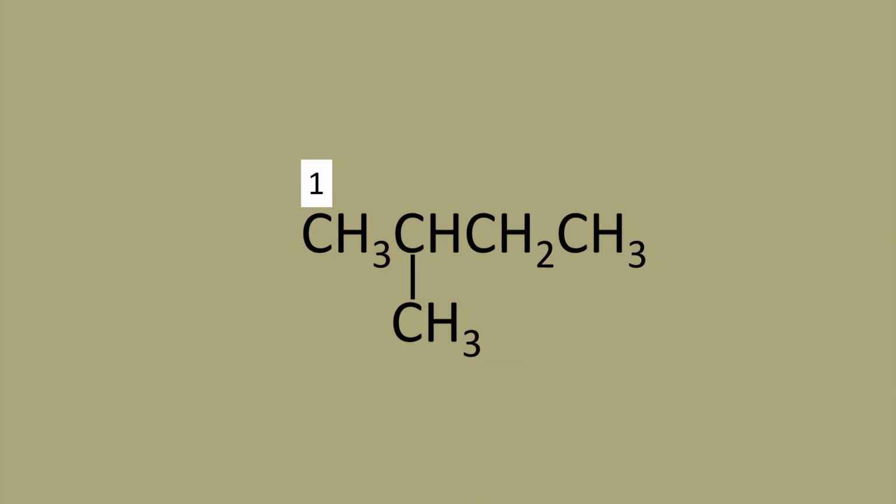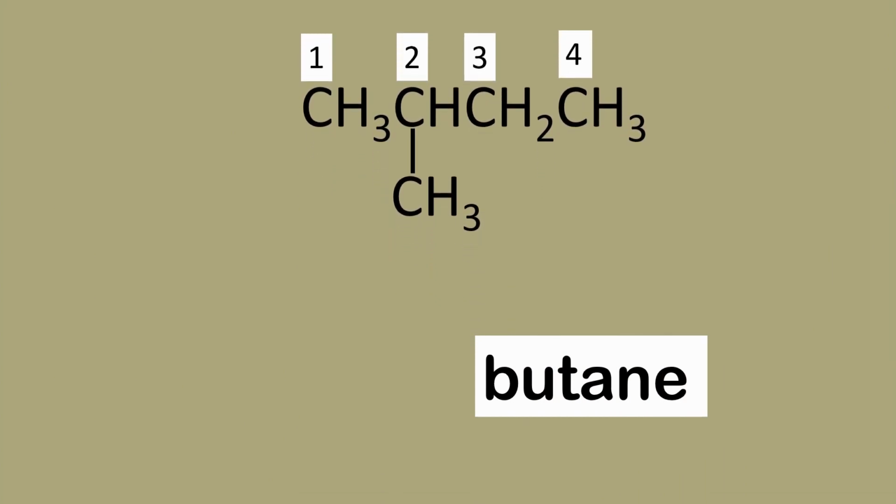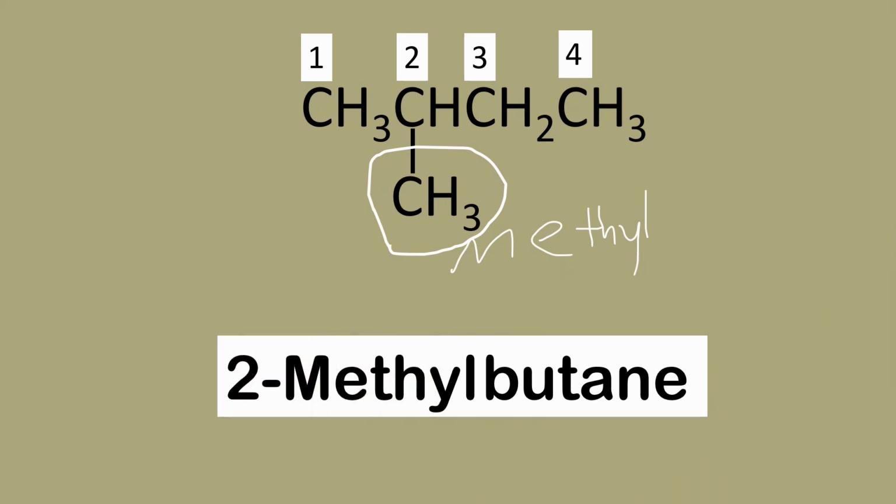The first step is to count the number of carbon atoms in the molecule. So you identify the longest chain, which is the parent chain, and count the number of carbon atoms in it. In this case, there are 4, so that means this is butane. So we have the functional group, which is the methyl functional group, at position 2, in other words, at carbon 2. As a result, this compound is 2-methylbutane. The 2 points to the position of the methyl group.